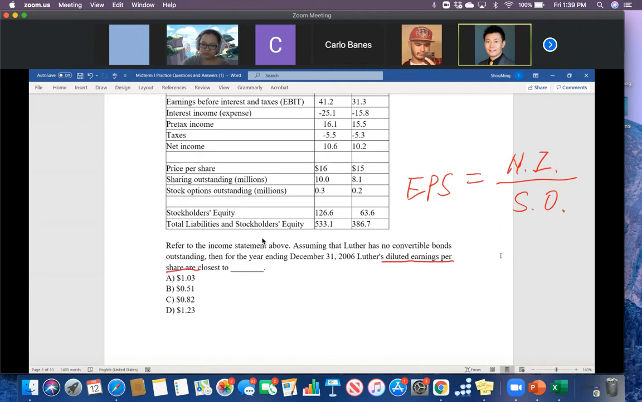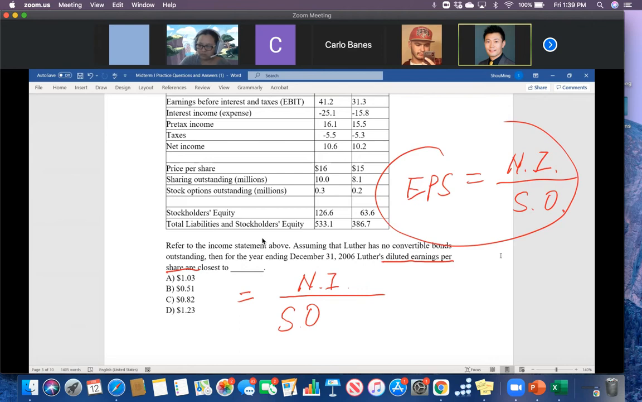Based on this formula, we can make some expansions. So the diluted earnings per share simply equals net income, this part doesn't change, divided by the shares outstanding, plus the shares outstanding from stock options. So I'll put shares outstanding 1, then plus shares outstanding from the convertible bonds. So in this case, again, let's check the income statement.